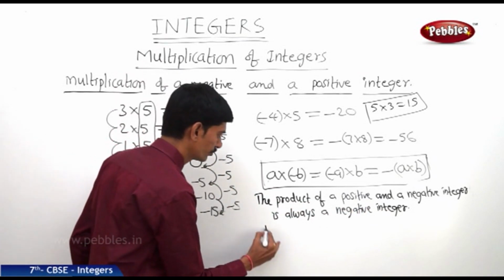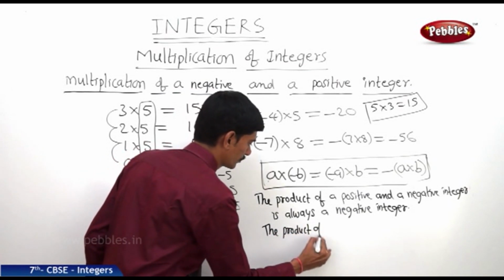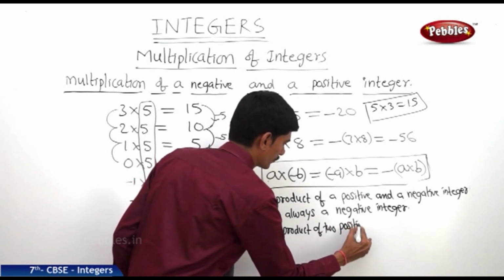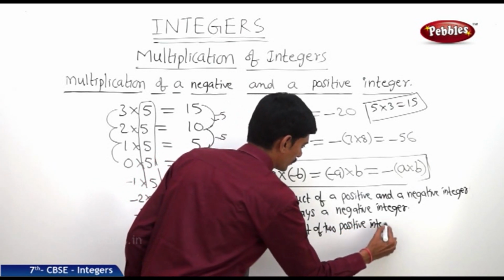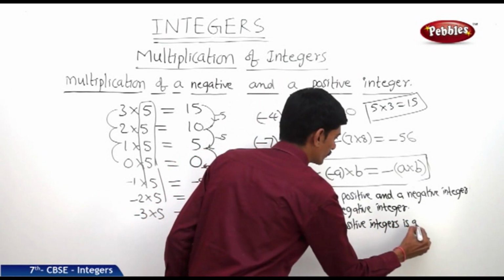The product of two positive integers is a positive integer.